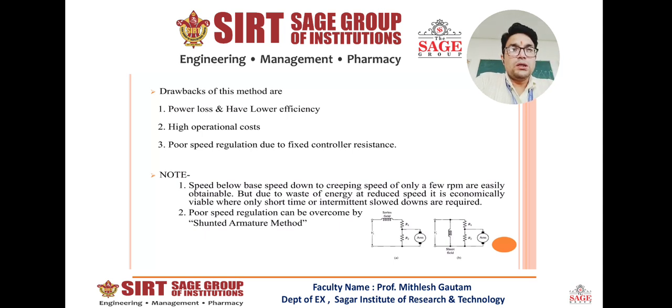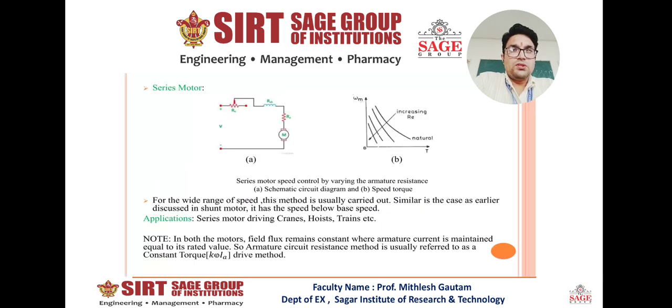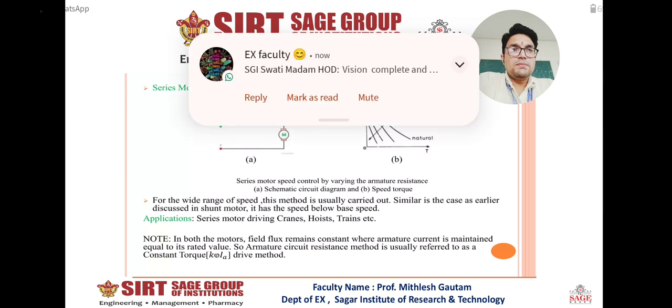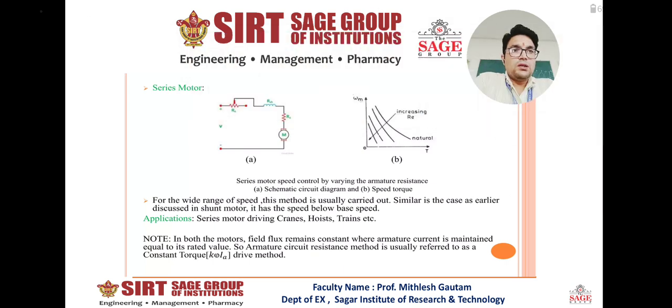Therefore, we use the shunted armature methods. Series motor. For a wide range of speed, this method is usually carried out. Similar is the case as earlier discussed in the shunt motor. It has speed below base speed. Applications of series motors are cranes, hoists, trains, etc.